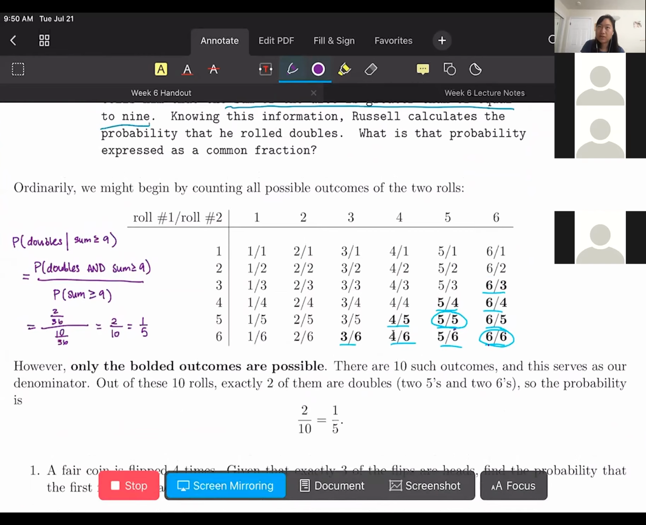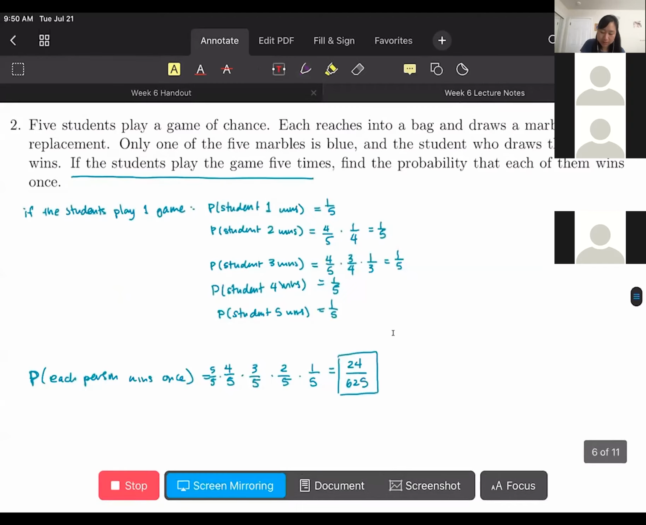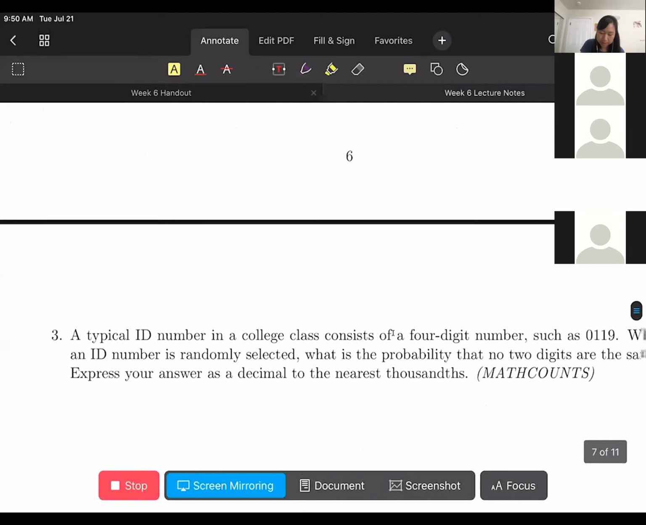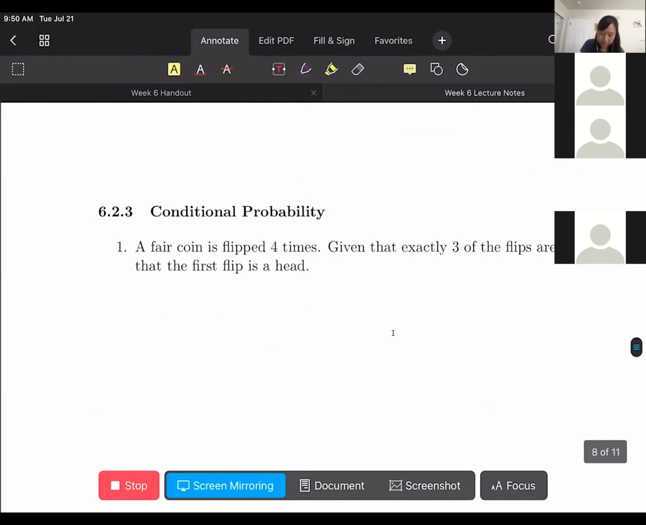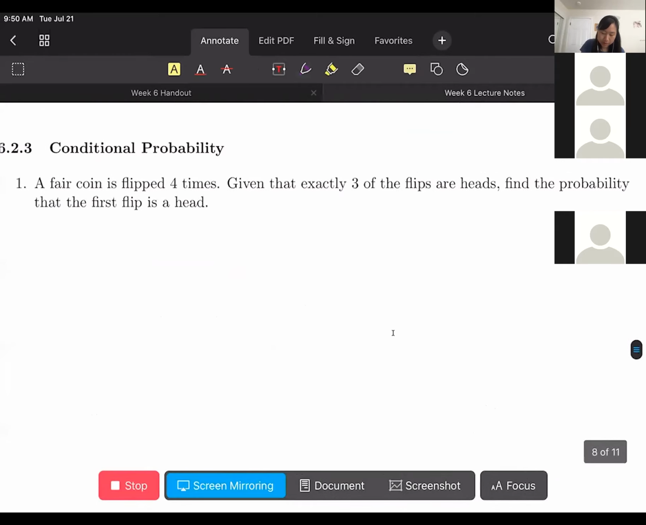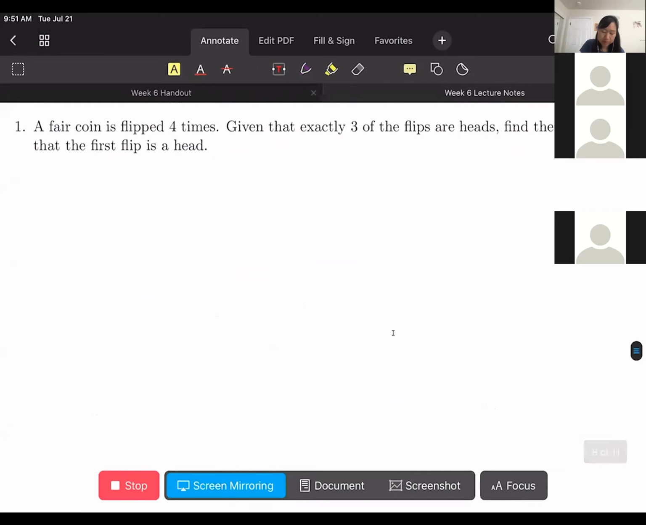Any questions so far? No? All right, so let's do a couple of examples. Here's one. We have a fair coin. We flip it 4 times. Given that exactly 3 of the flips are heads, find the probability that the first flip is a head.